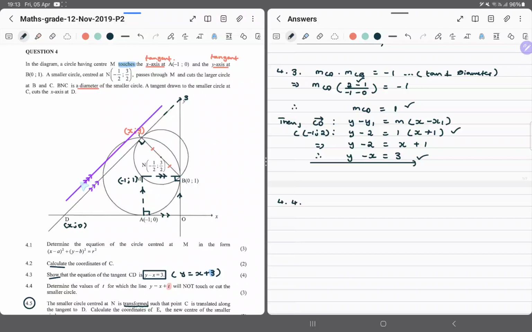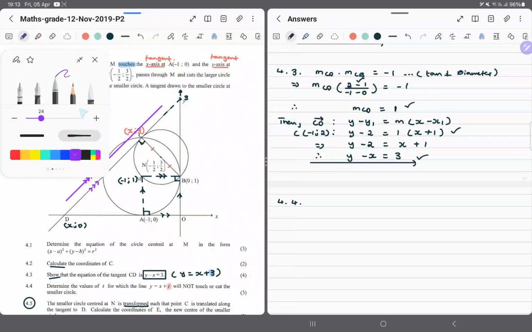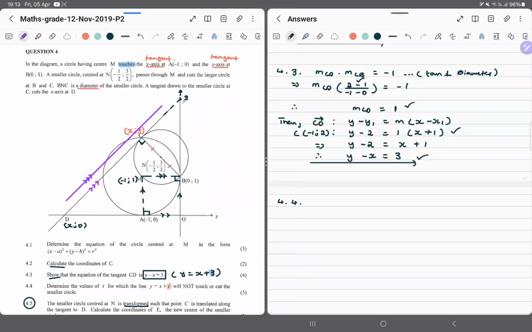Now we've got this other line, which is parallel to CD, but it has a y-intercept that is greater than 3. Obviously, can you see when that t is a value greater than 3, this line doesn't touch or intersect the circle, the smaller circle. If we do the same and say, where would the other tangent be? Perhaps it could be a line that cuts through here, but it's parallel to the others.